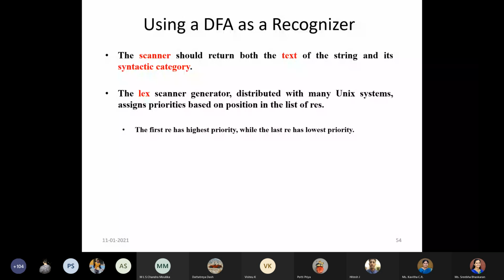So I'll repeat. When you write the regular expressions, the first regular expression written will have the highest priority, and the last regular expression will have the least priority. Now, can you order and tell me which order we will write for these 4 cases: identifying the variables, identifying the keywords, identifying the integers, identifying the floating point values? Which order can we write?